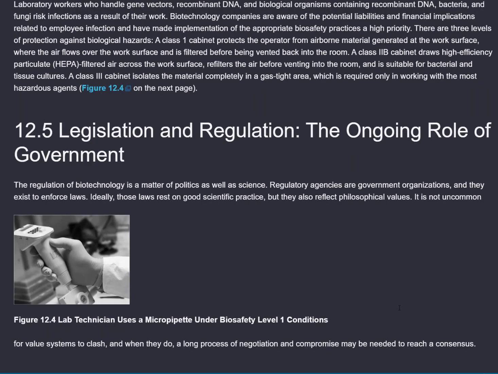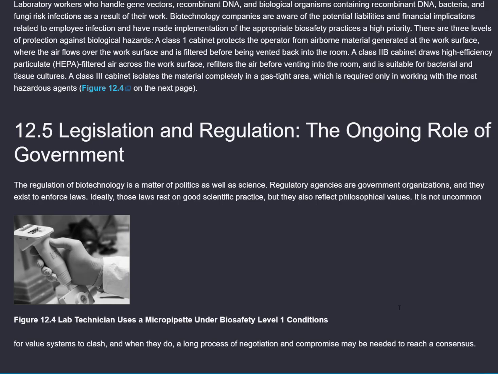Laboratory workers who handle gene vectors, recombinant DNA, and biological organisms containing recombinant DNA, bacteria, and fungi risk infections as a result of their work. Biotechnology companies are aware of the potential liabilities and financial implications related to employee infection and have made implementation of the appropriate biosafety practices a high priority.